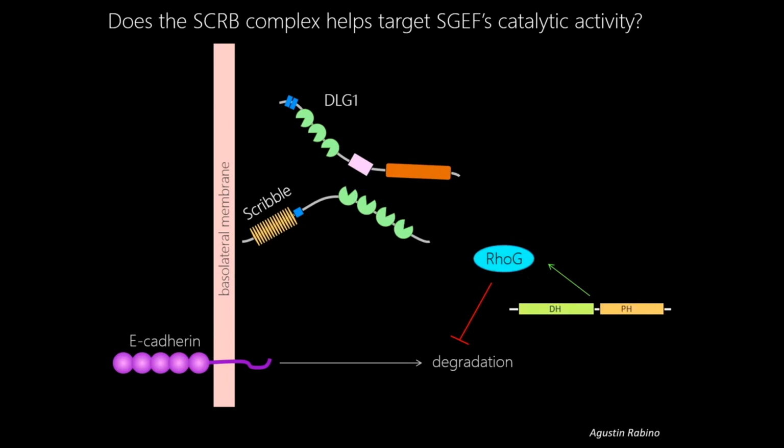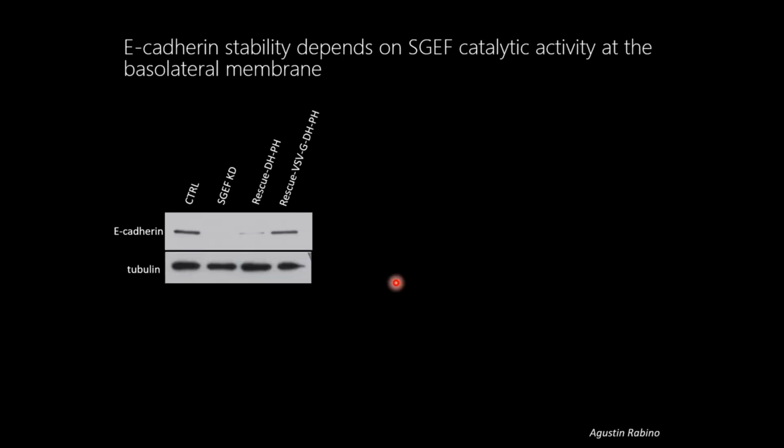One is, if we put just the catalytic activity alone, not targeted to the right place, it potentially can activate RhoG. Will this be enough to prevent the degradation? And then we did another construct that is artificially targeted to the basolateral membrane, independently of the complex. So the question here is, if we put the activity at the right place, is that enough to rescue E-cadherin? Now the answer is yes, you need the activity, and yes, you need the activity targeted to the right place.